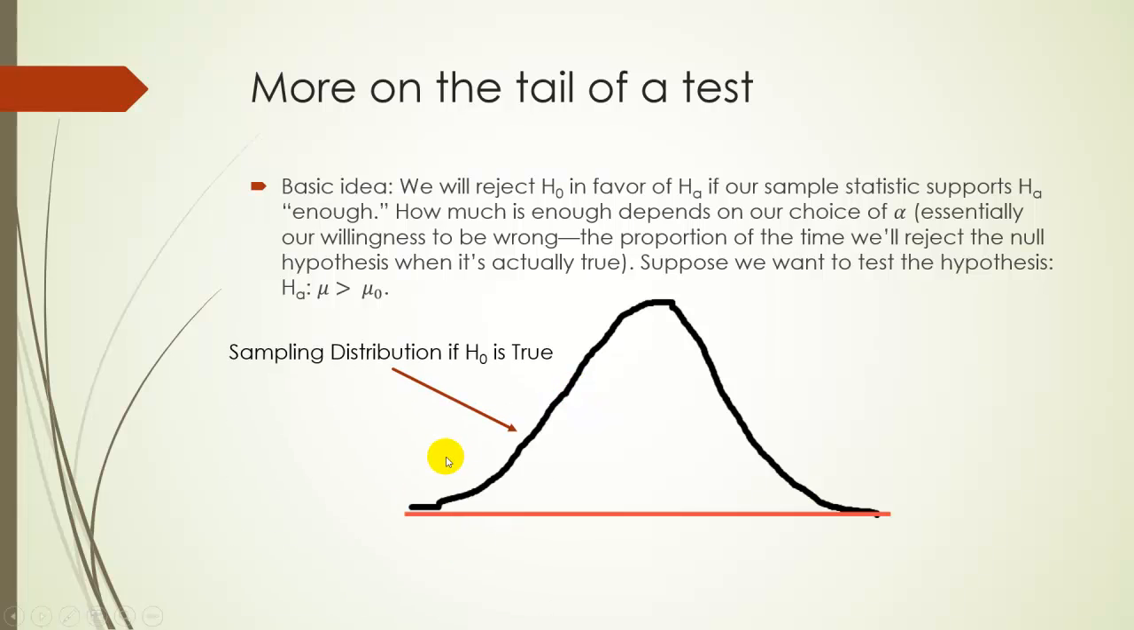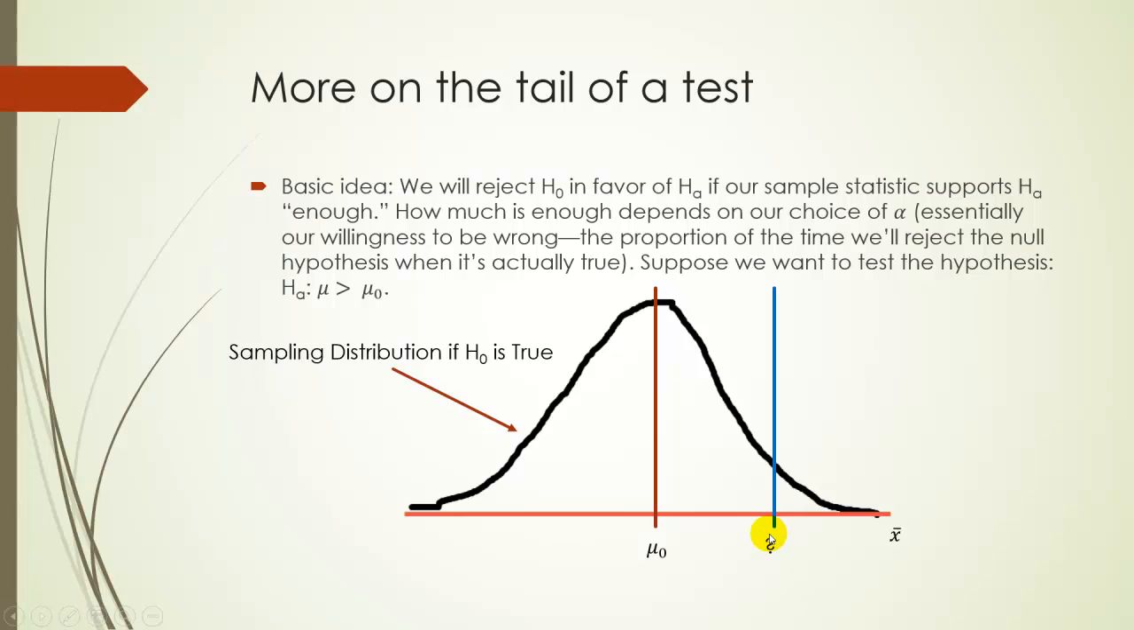Okay, so what we're going to do is draw a sampling distribution. Remember, if we have a large sample, we know the sampling distribution is going to be normal. And I'm drawing this distribution as if H0 is true. Well, if HA is mu greater than mu naught, H0 would have to be mu equal to some mu naught value. So here's my sampling distribution of x bar, and mu naught is going to be in the middle. Again, we're drawing this as if H0 is true.